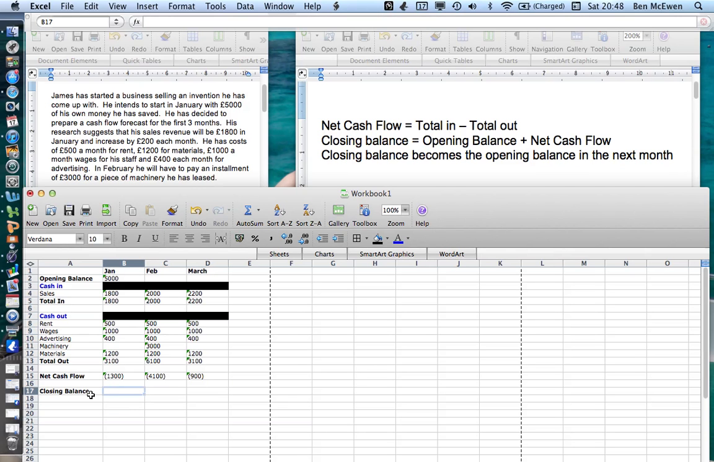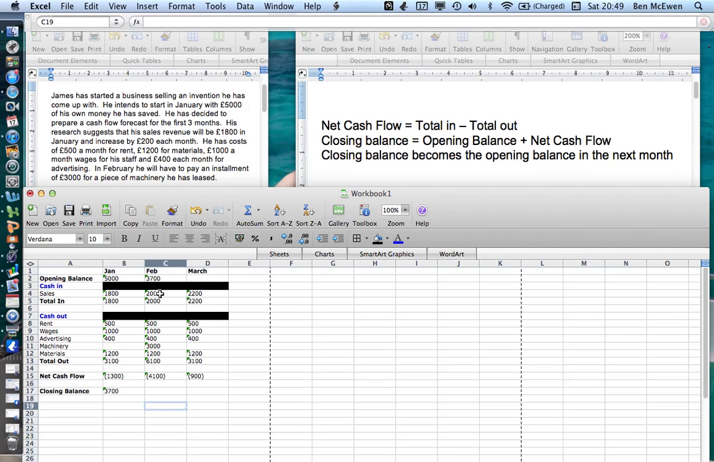So now that we know our net cash flow, we can go about working out our closing balance. Closing balance is whatever the opening balance was at the start of the month plus the net cash flow. Now we've got minus figures for all our net cash flow, so we're going to be taking them away. So if the opening balance is 5,000 and the net cash flow is minus 1,300, that leaves us with a closing balance of 3,700. Because the closing balance becomes the opening balance in the next month, we can take that figure and insert it up here.